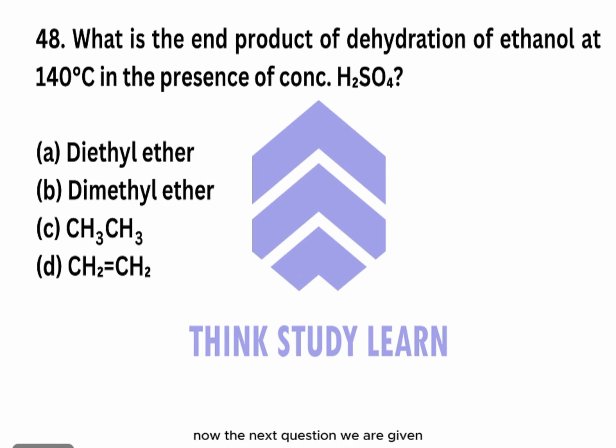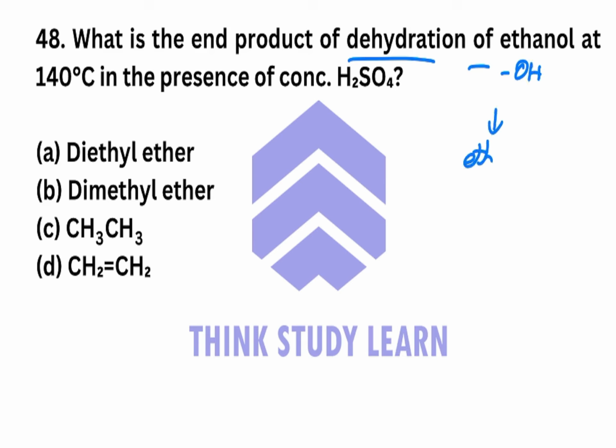In our next question, we are given what is the end product of dehydration of ethanol at 140 degrees centigrade in the presence of concentrated H2SO4. In this process, in the dehydration of alcohols, we obtain ethers. Since ethanol is being dehydrated in this process, hence we will obtain diethyl ether.